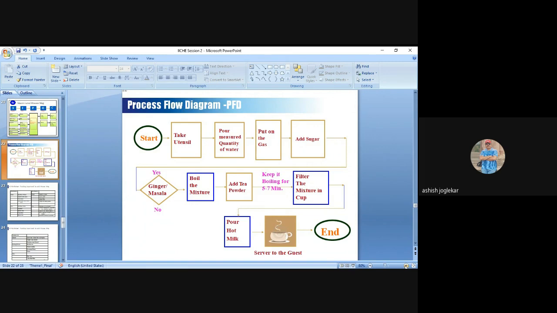Now this is tea preparation, a simple process. For a complex one, there will be more steps, more data points. In this simple diagram, we have completed this process in 10 boxes. But in the industry, if you go, the process will have more boxes, more decision points, so we'll have more data on that.